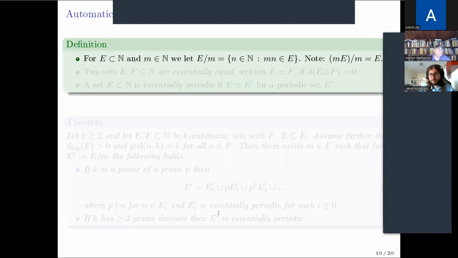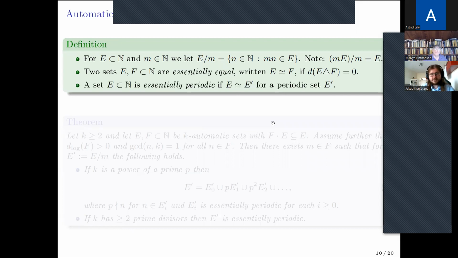Next, we have a very similar result, but now with an asymmetric version. I'm going to need a little bit of notation. So for a set E and an integer m, by E divided by m, I mean the set of all integers that when you multiply them by m, you land in E. I'm going to say that two sets are essentially equal if they agree up to density 0. And I'm going to say that a set is essentially periodic if it's essentially equal to a periodic set.